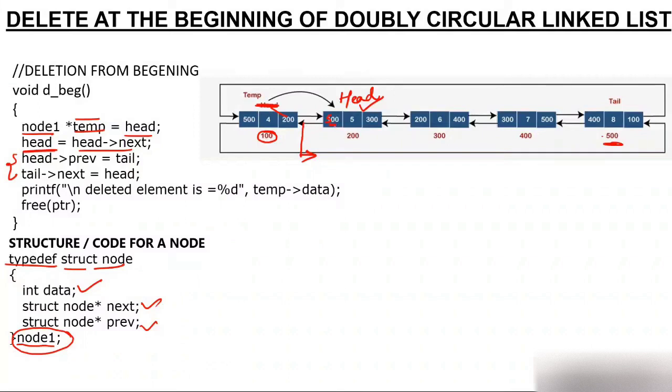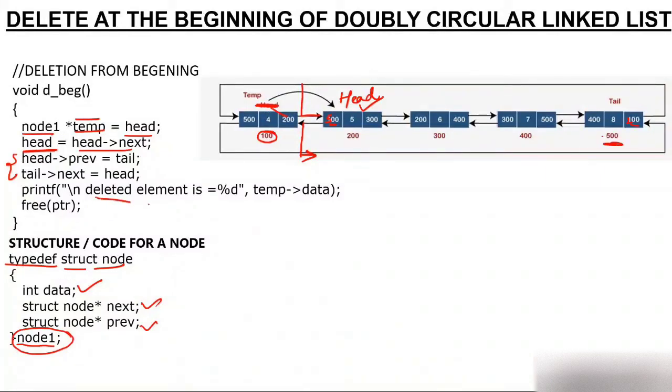Finally, tail next. What will tail next have? It will have head. Now we have a new head. Head is 200, so here it will be 200. So this link will not go there. This link will come from here to here. And this temp will get isolated.